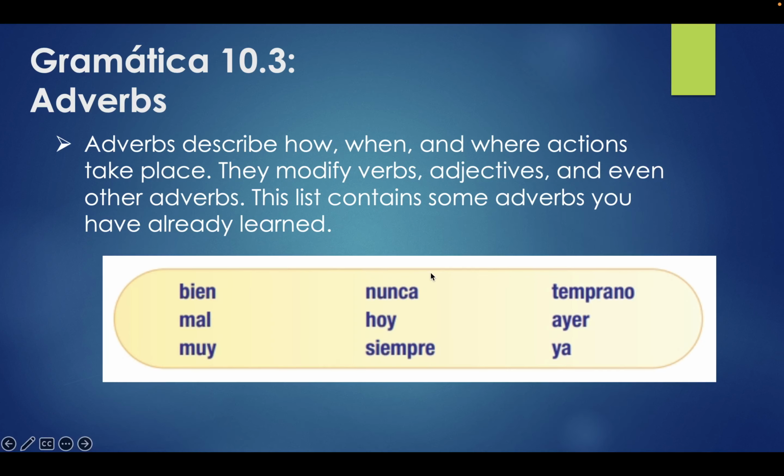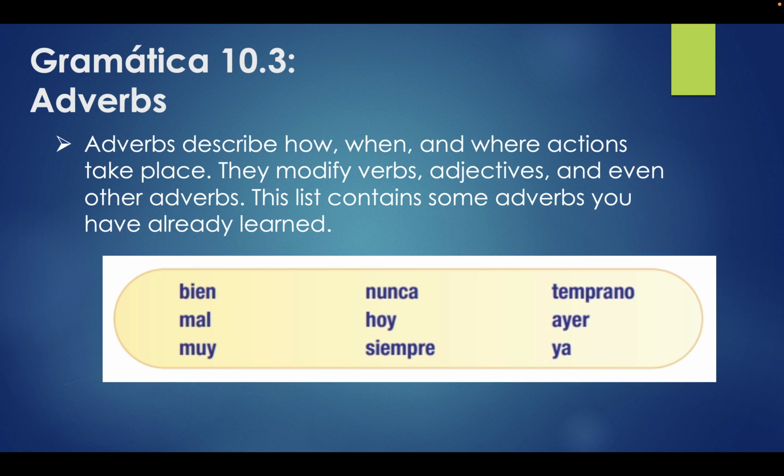The last grammar topic for this chapter talks about adverbios or adverbs. These are actually very easy and pretty fun. You already know some adverbs. Essentially, adverbs describe how, when, where actions take place. Sometimes they modify verbs, other times they modify adjectives, and sometimes even other adverbs. But you already know some adverbs, so let's start with what you know.